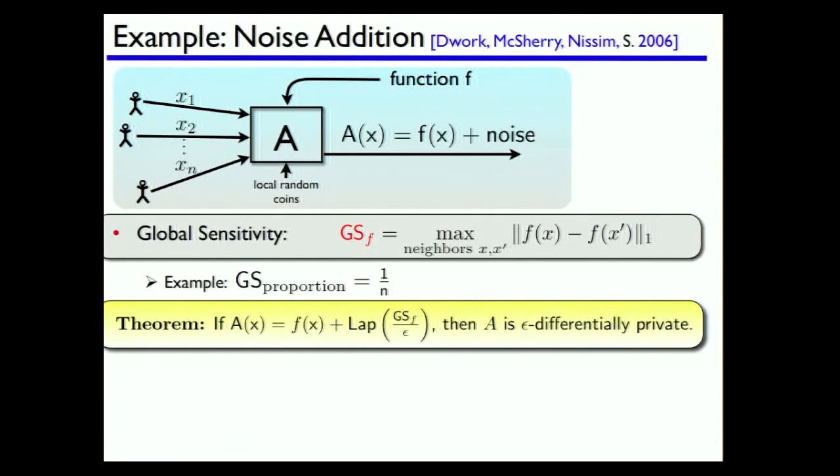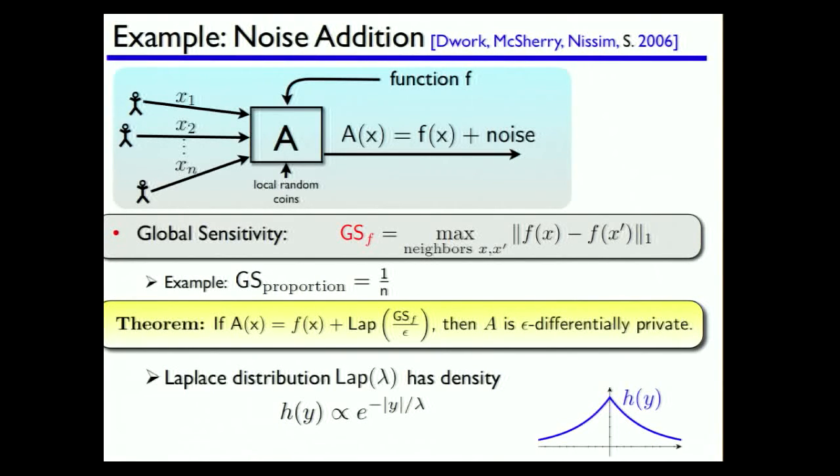For example, for the proportion, the change is at most 1 over n. And what you can prove is that if you add noise proportional to this global sensitivity of f in each of the entries, remembering that f could be a vector, then that algorithm is epsilon differentially private, as long as the noise scales like the global sensitivity divided by epsilon and is distributed according to the Laplace distribution. It is kind of like a Gaussian distribution but a little pointier, and its tails go down linearly with the magnitude of the argument instead of quadratically. It has standard deviation roughly this argument, so you're adding noise proportional to this quantity.